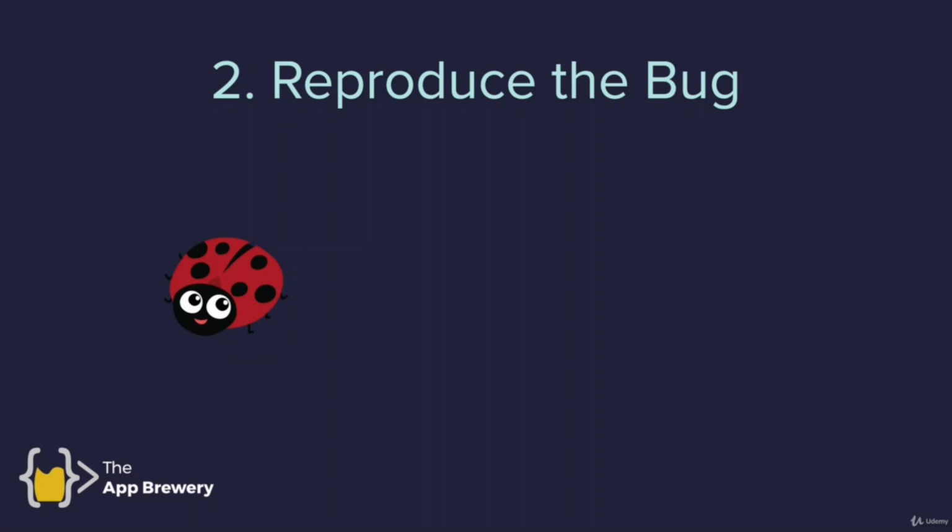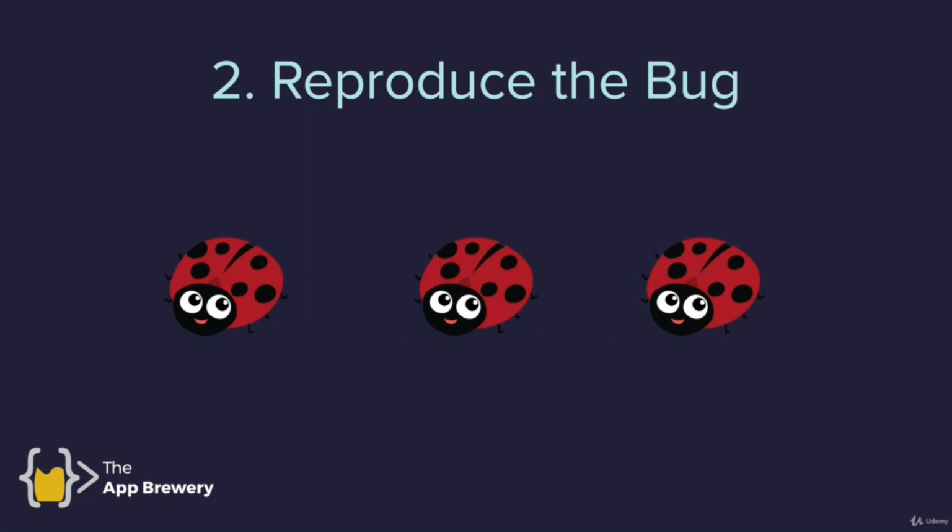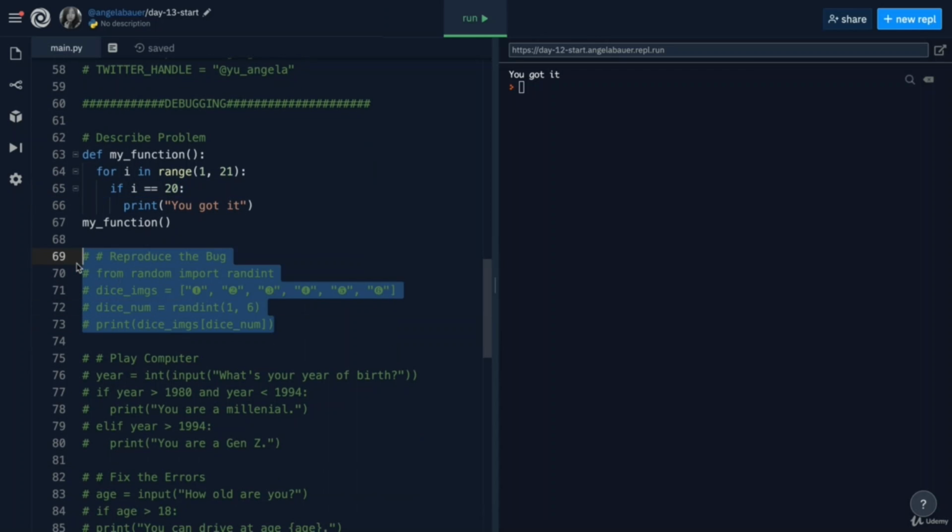Now, the next step is to think about reproducing the bug that you've encountered. Because when you encounter it once, but you don't encounter it the next time, that becomes a really difficult bug to fix. Go ahead and uncomment the next block of code.